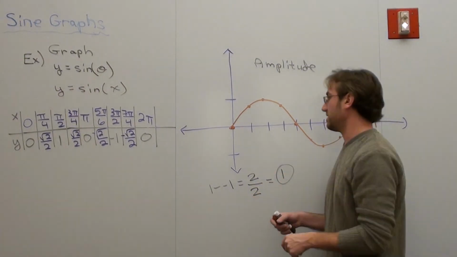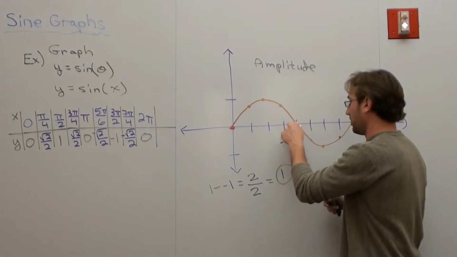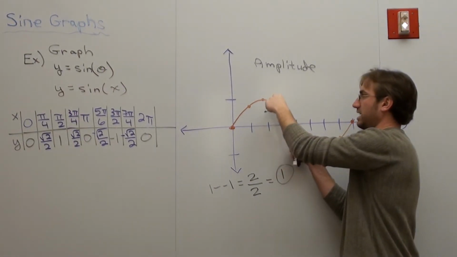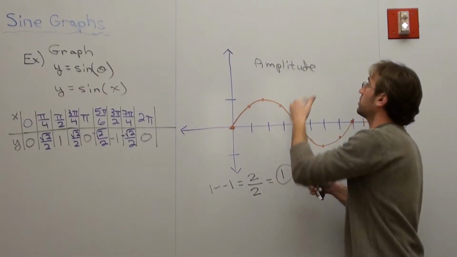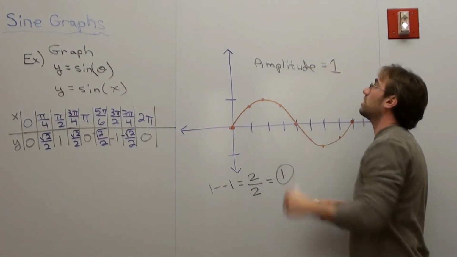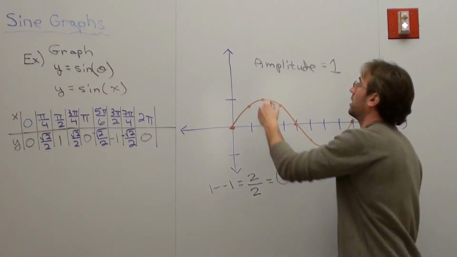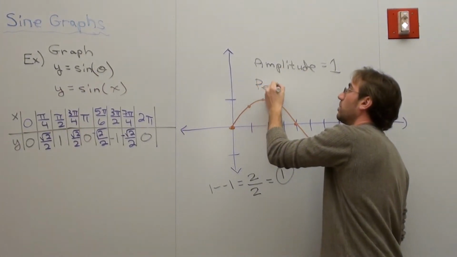The other way to think about it is this. Take the middle of the graph, well the middle of the graph is right here, and go to the highest point. It's the absolute value. So from here to here is a distance of 1. So the amplitude is 1. It's really cool. Something called the period is even more fascinating.